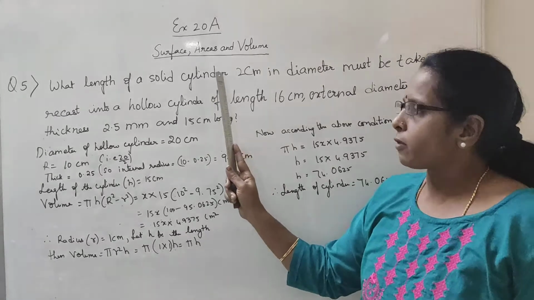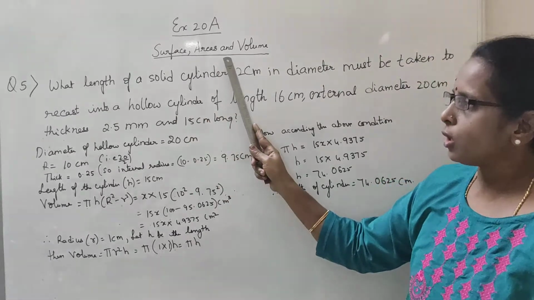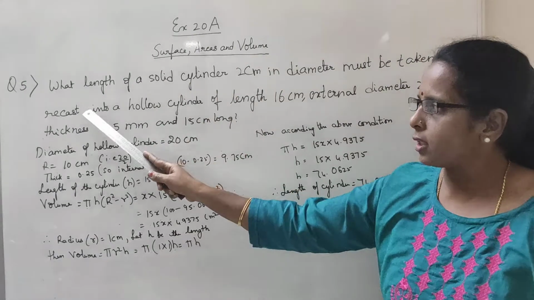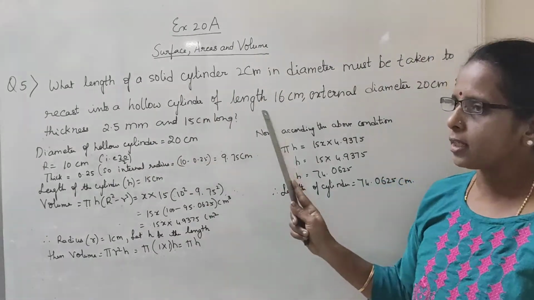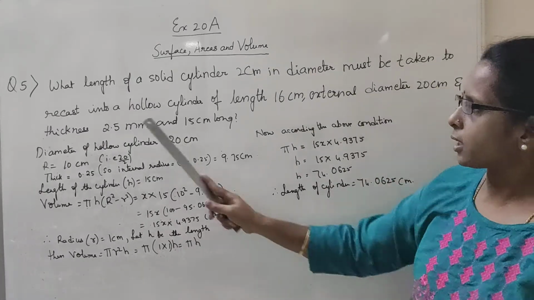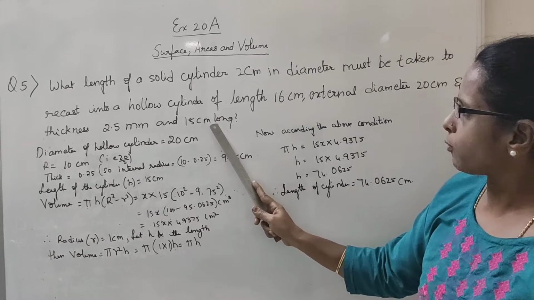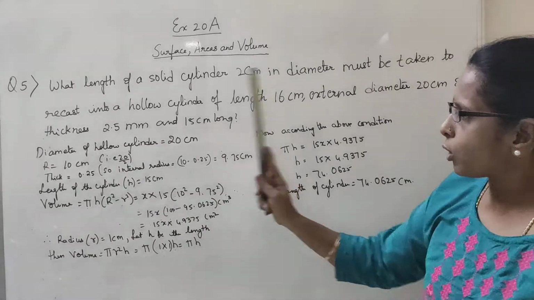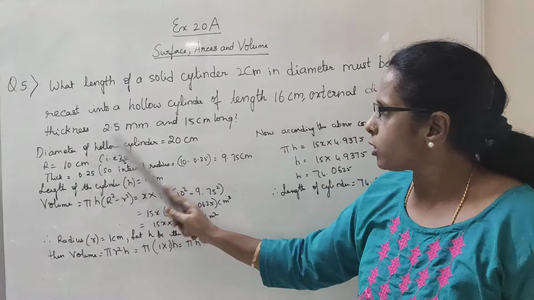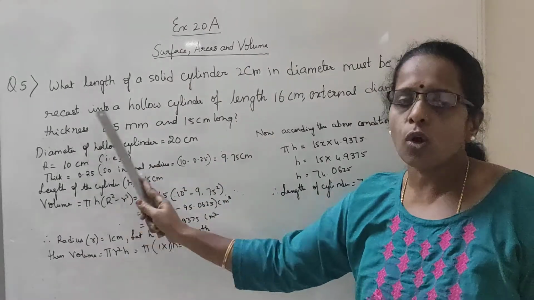So here, first we have to understand the question. They have given the solid cylinder. You have to recast the solid cylinder into a hollow cylinder. And there the length should be 16 centimeters, the diameter should be 20, the thickness should be 2.5 millimeters, and the length should be 15 centimeters. So here two types of cylinder are there. One is the solid cylinder, the other one is the hollow cylinder.